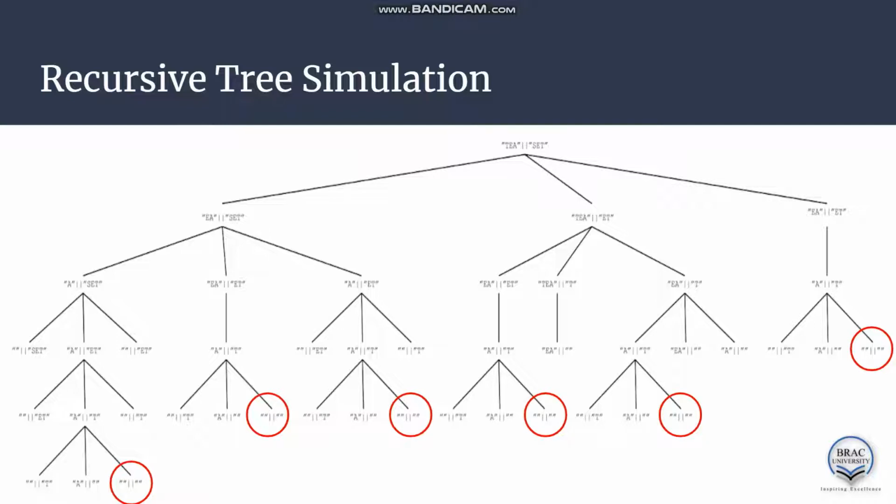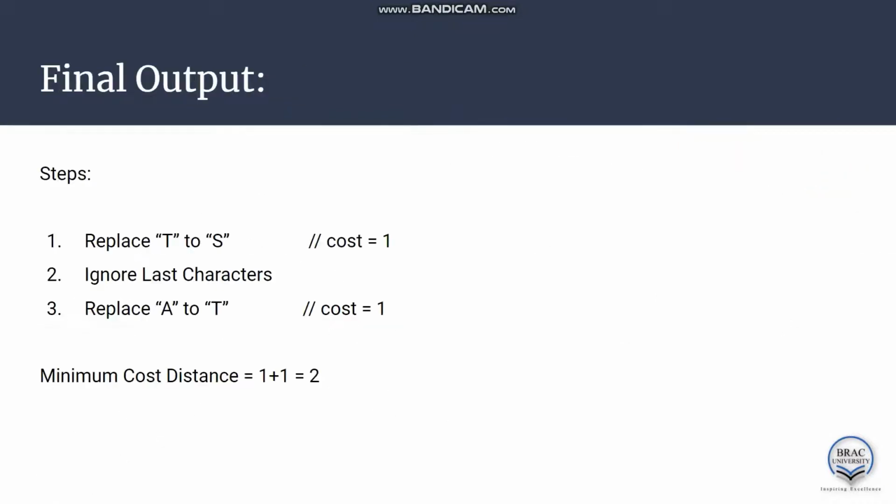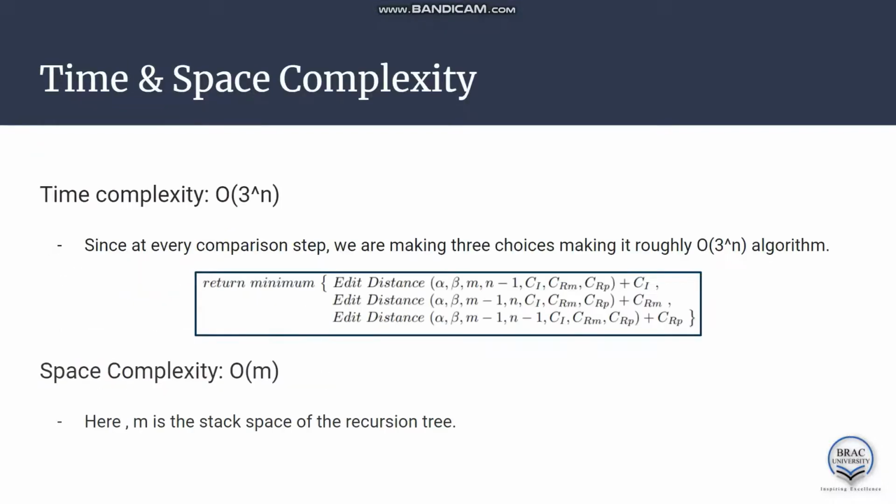We can see that we ended up with multiple solution paths which are highlighted with the red circle, but looking at the levels, we'll easily figure out the minimum cost path here. This actually gets calculated in our program and we finally take the minimum one. Hence, the minimum path is shown, the minimum edit cost is 2, and the operations are highlighted with red circles. The steps are replacing T with S and replacing A with T. The cost is 1 each, and hence the minimum cost distance is 2.